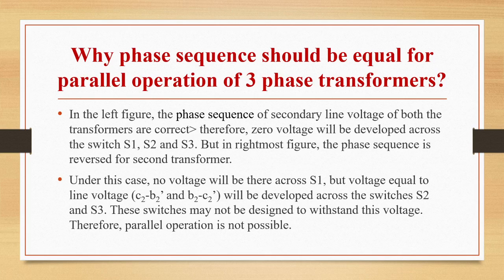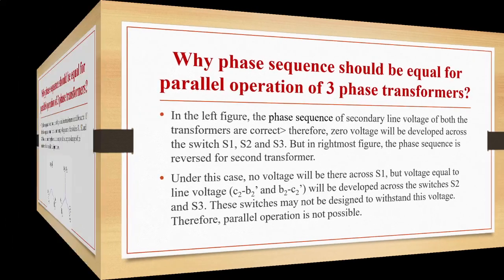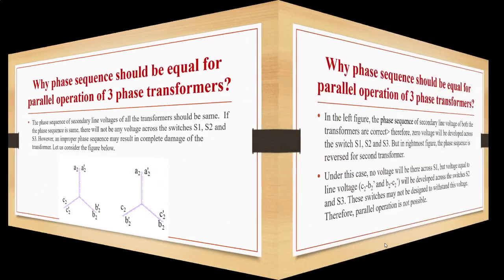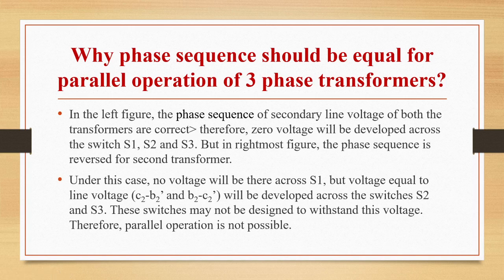But in right figure, phase sequence is reversed for the second transformer. You can see here, it is A2, B2, C2, and for the other secondary it is A2 dash, C2 dash, B2 dash. So for the second, phase sequence is reversed. So under this case, no voltage will be there across S1, but voltage equal to line voltage C2 B2 dash and B2 C2 dash will be developed across the switches S2 and S3. These switches may not be designed to withstand this voltage. Therefore, parallel operation is not possible.